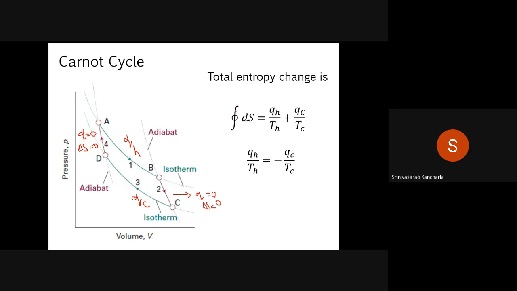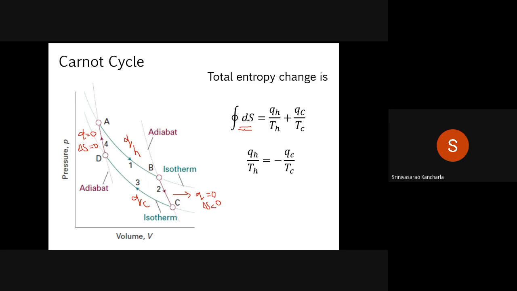Okay, so this is the cyclic integral. That means in a cyclic process, the total amount of change is designated by this, and the total change in the entropy can be calculated by the sum of the entropy change in each stage. So at this stage, the entropy change is Q upon T, where Q is the supplied energy and T is the temperature of the system. Here the temperature is TH. And in the second stage it is 0, in the third stage you will have QC by TC, and in the fourth stage it is 0.